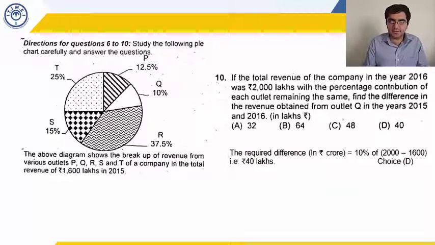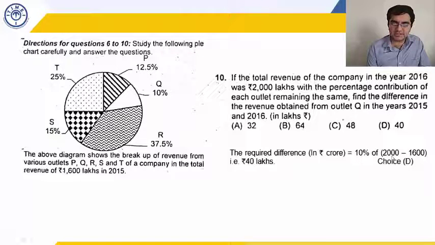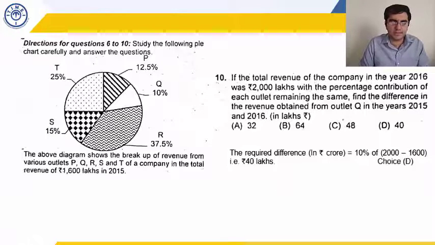Okay, let's see. A single step it is done. So basically Q corresponds to 10%. You want the difference in years 2015 and 16. So you want 10% of 2000 minus 10% of 1600. 10% of the value in 2016 minus 10% of the value in 2015. So that's 10% of 400, which is 40 lakhs. Choice number D is your answer.